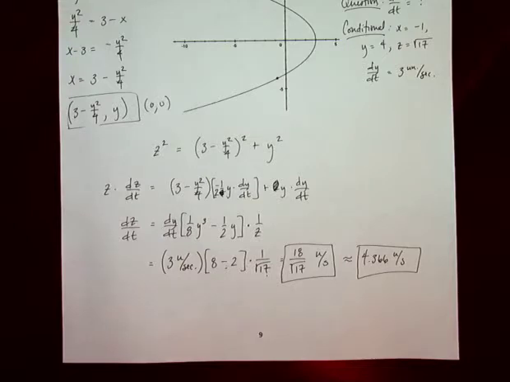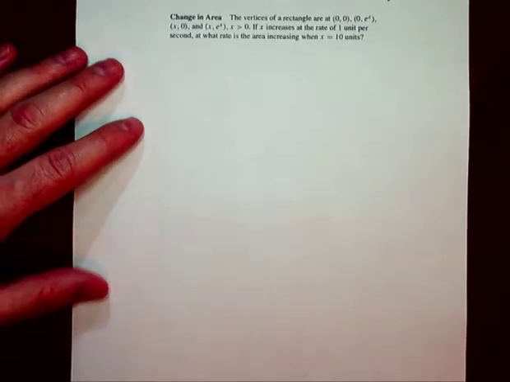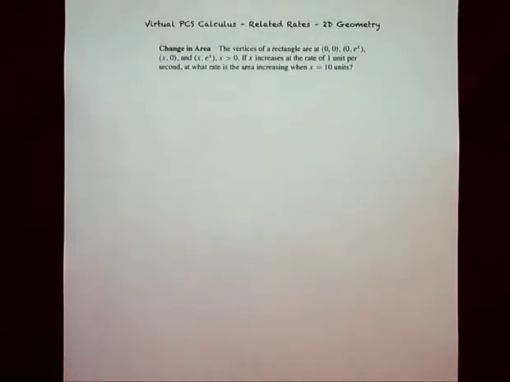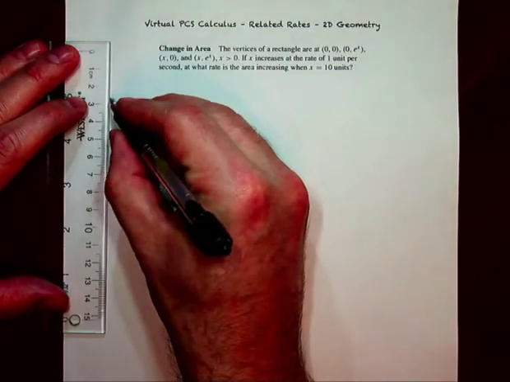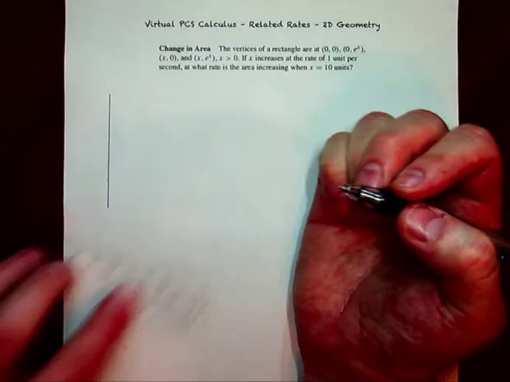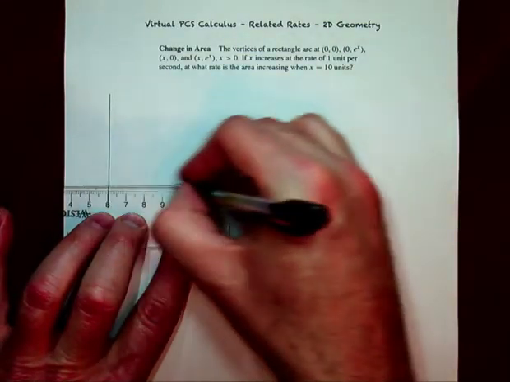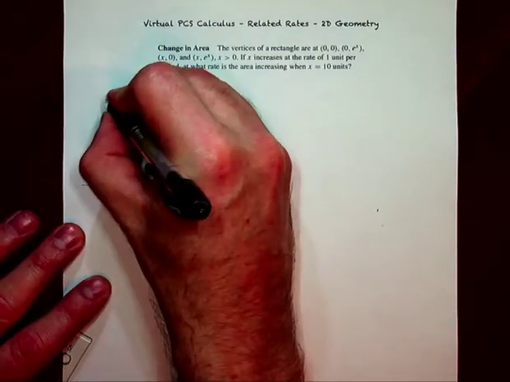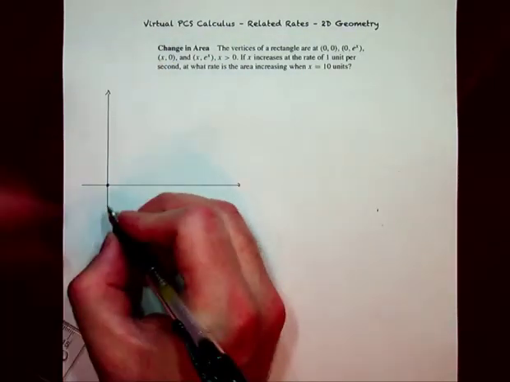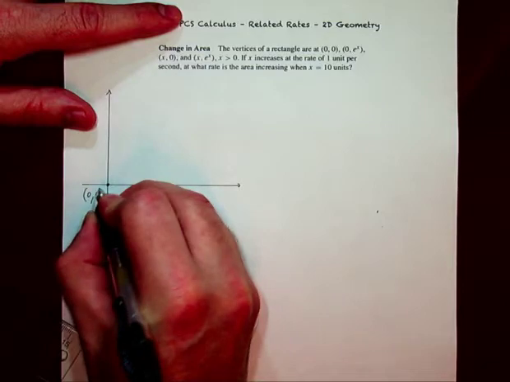We're going to deal with something that should be relatively straightforward, but of course it has a little wrinkle to it. The vertices of a rectangle are (0, 0), (0, e^x), (x, 0), and (x, e^x). Well, let's just pretend that we're on the Cartesian plane, shall we? (0, 0) is easy enough, right? That right there is (0, 0).